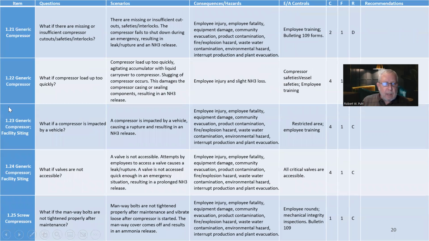See, we got 23 different things. What if a compressor here, 1, 2, 3? What if a compressor is hit by a vehicle? It will cause a rupture, right? So we have restricted area and employee training.